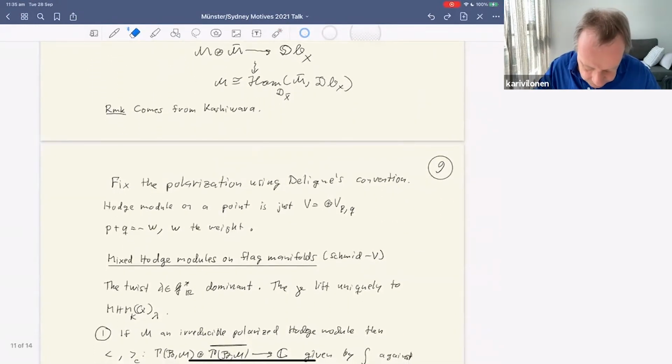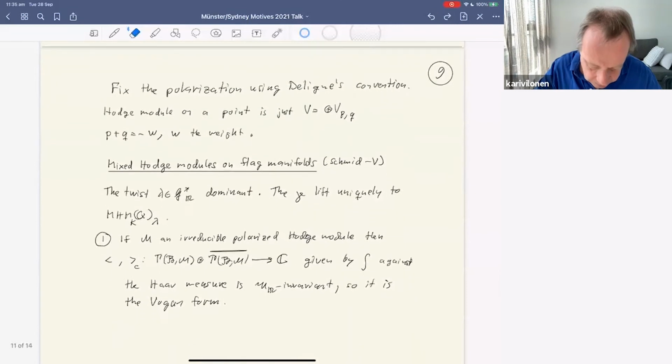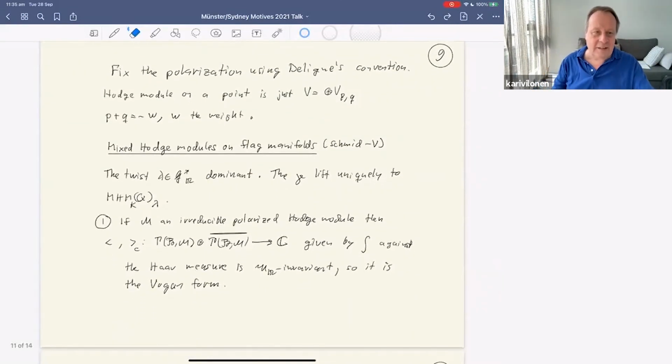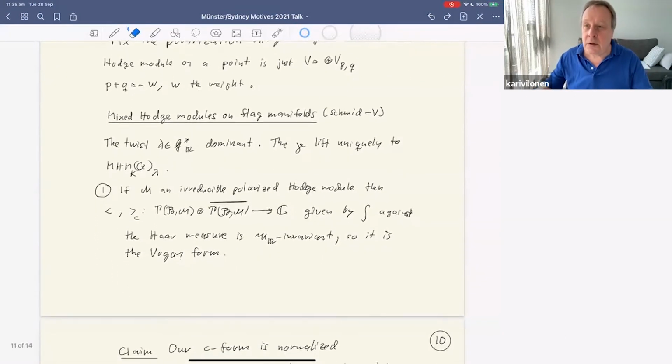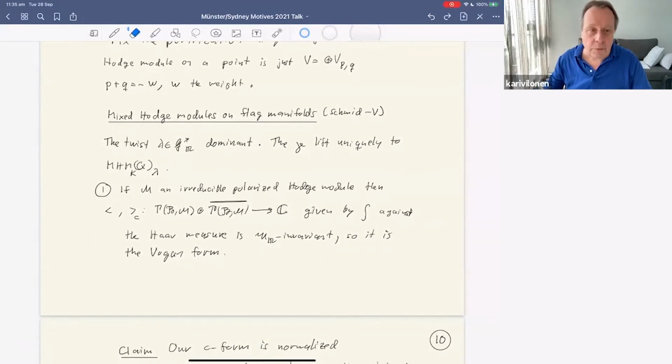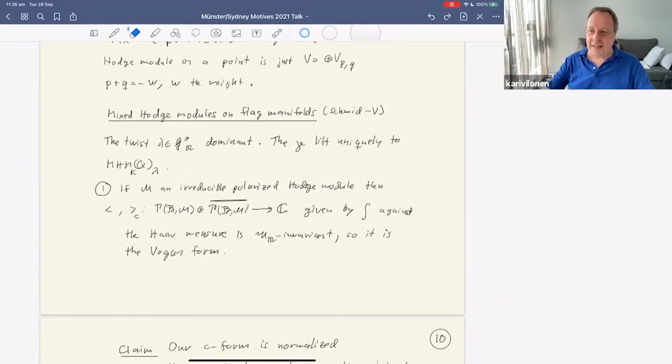It's just a comment that they fix the sign of these polarizations in what they call Deligne's convention, and that convention turns out to be exactly the thing we also need. I have no explanation for why that is the case. The Hodge module at a point is just some graded vector space, and of course I put my indices down, although I will not be explaining things so much here.